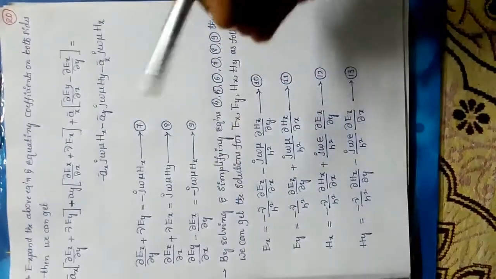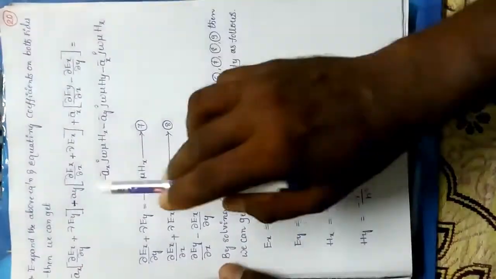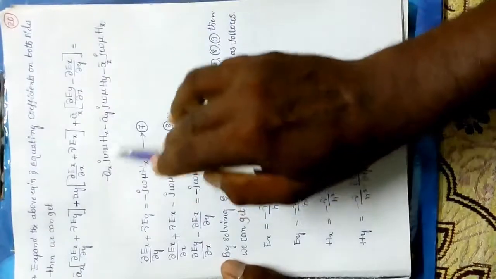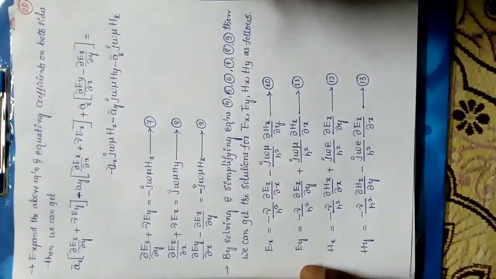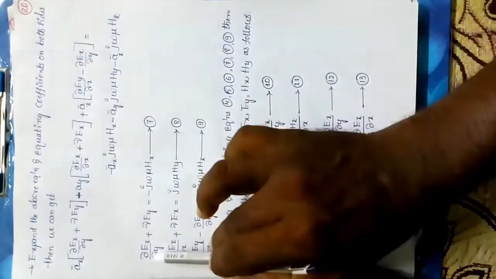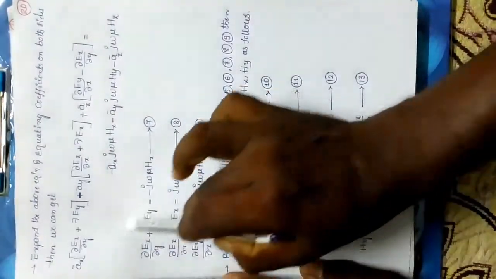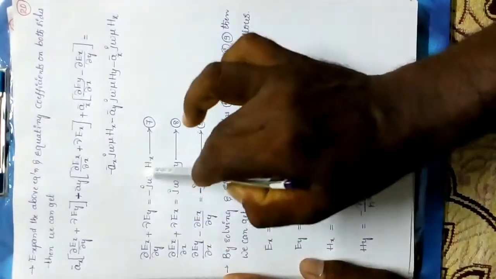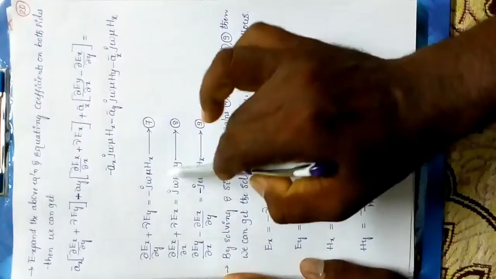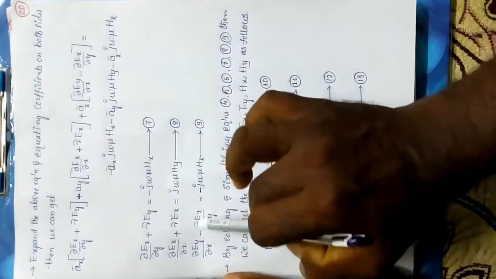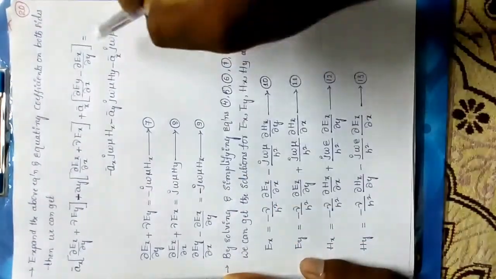Expand the above equation and equate the coefficients on both sides, then we can get the AX term, AY term and AZ term. Here also AX term, AY term, AZ term. So I'm equating equal terms. First I'm equating the AX terms. This is AX from LHS and this is AX from RHS, and this is AY from LHS and this is AY from RHS, and this is the AZ term from LHS and this is the AZ term from RHS.